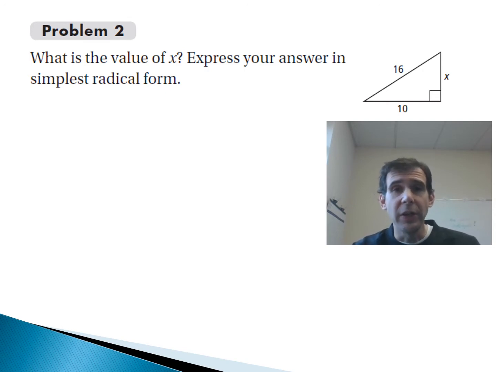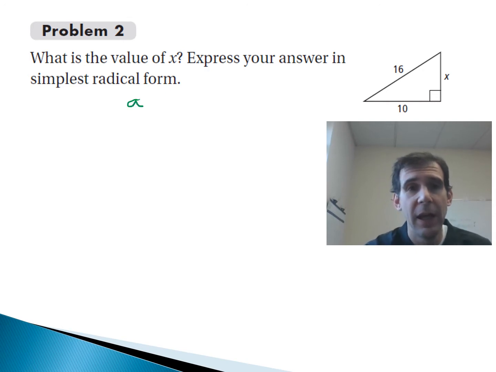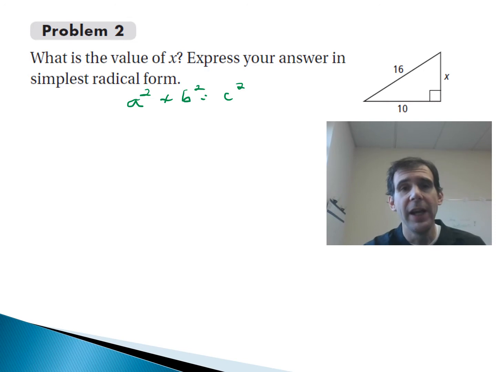So the first thing that you looked at was, how do we apply the Pythagorean theorem to a question like this? Well, if you take a look here, you've got an x, a 10, and a 16, so three sides, okay? And we have a squared plus b squared equals c squared. There's the Pythagorean theorem, right? A and b are legs, c is the hypotenuse.